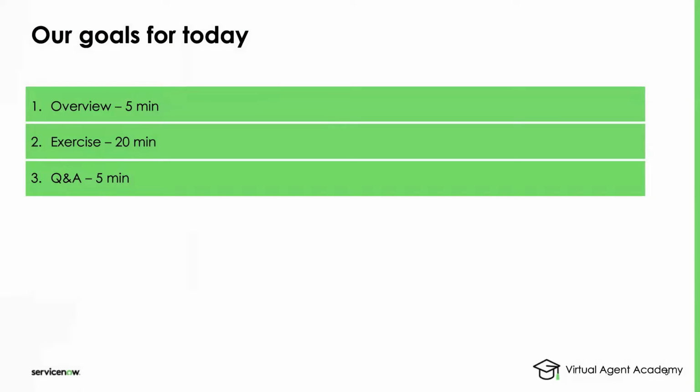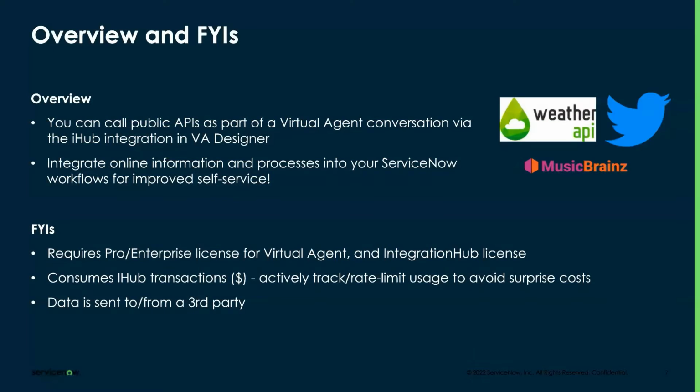Here's our brief agenda. So some overview and FYI. As of the Quebec release, you can call public APIs as part of your virtual agent conversation via the Integration Hub integration in Virtual Agent Designer. So that's actually a Quebec release feature where you can integrate any action or flow from Integration Hub directly into your virtual agent. Whether you want to integrate online information or online processes into your ServiceNow workflows, you can do that low code.